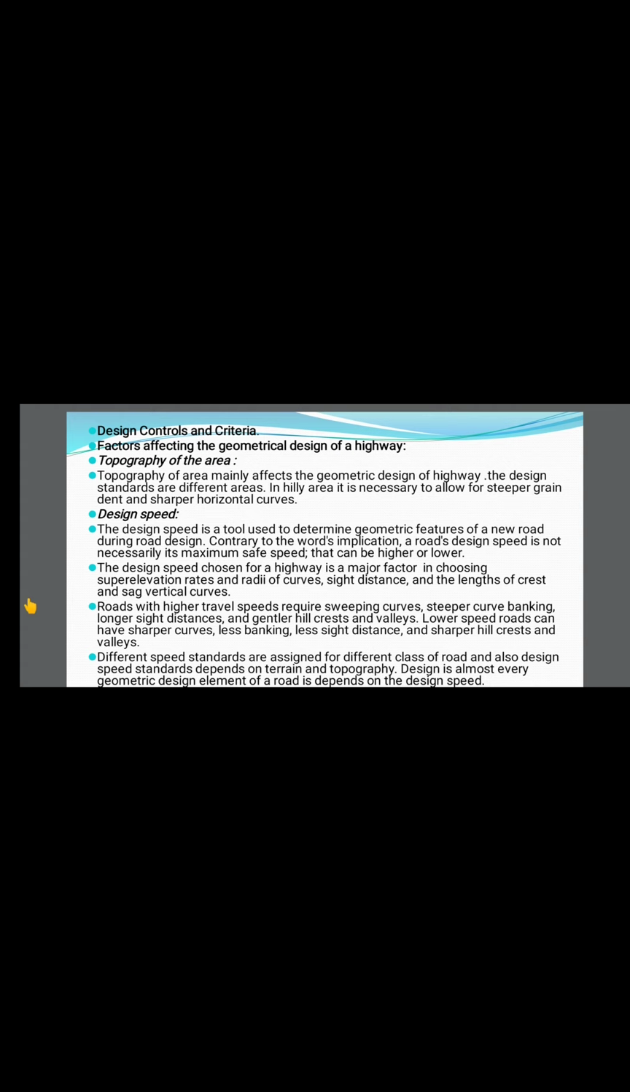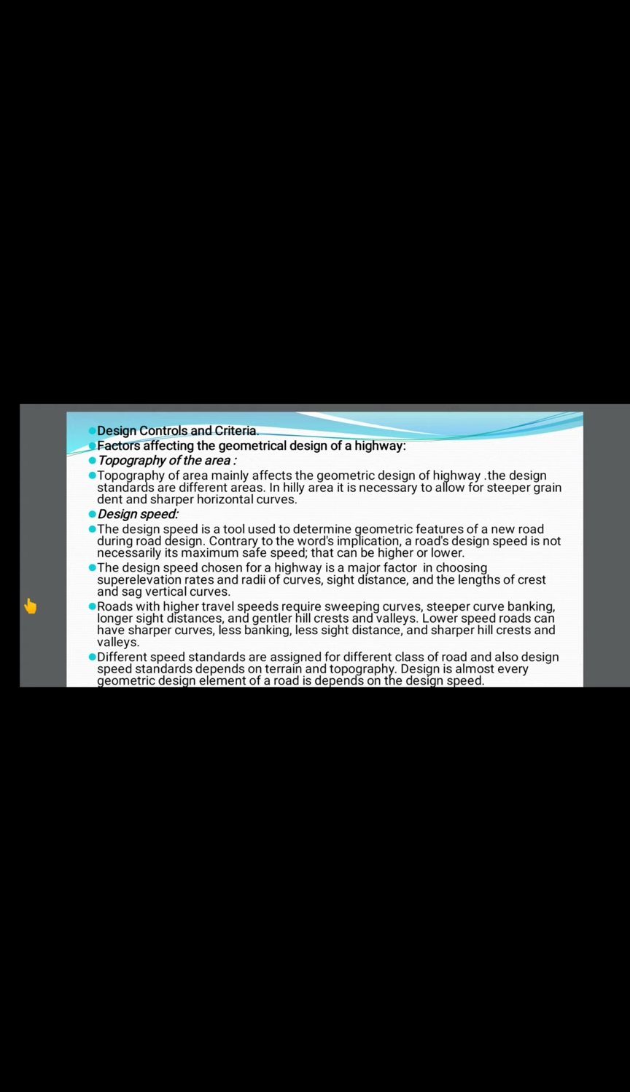Okay, for the design speed, whether the vehicle is above that speed or below that speed, we will have to consider these factors. Roads with higher travel speeds require sweeping curves, steeper curve banking, longer sight distance, and gentler hill crests and valleys. Lower speed roads can have sharper curves, less banking, less sight distance, and sharper hill crests and valleys. So here they have given what will be there for higher speeds of vehicles and for roads with lower speeds of vehicles, what has to be maintained.